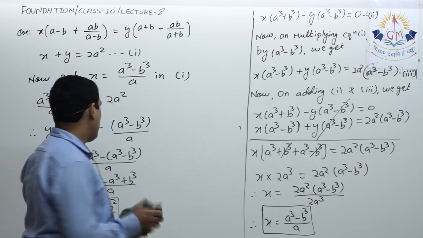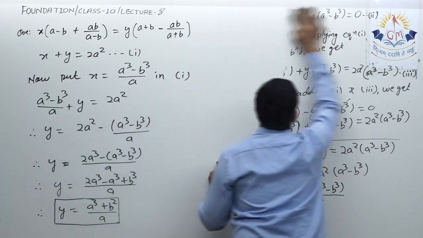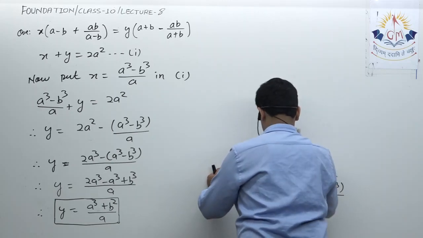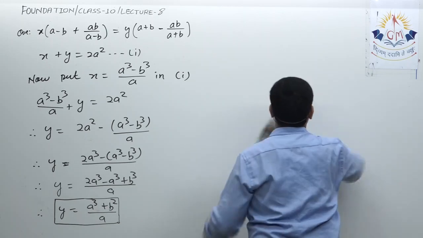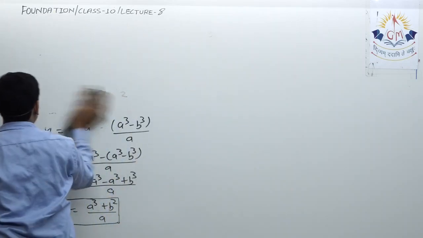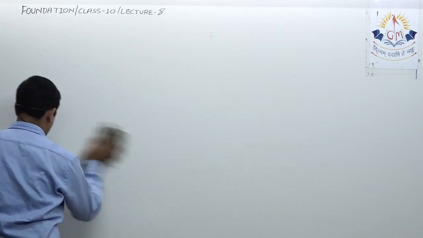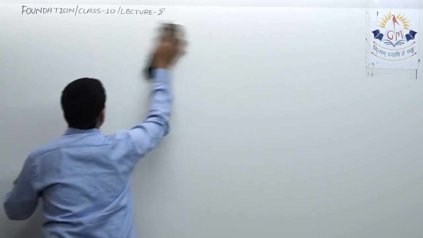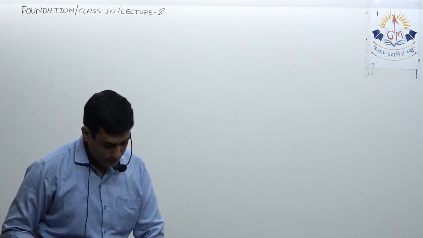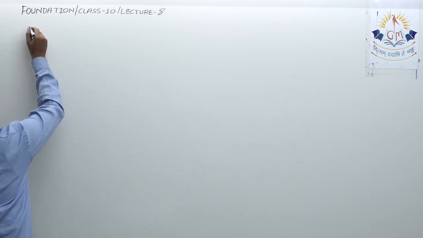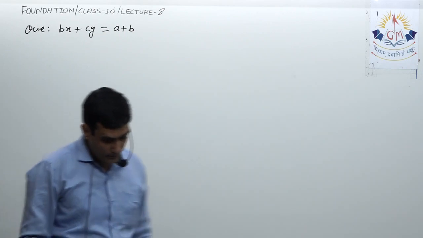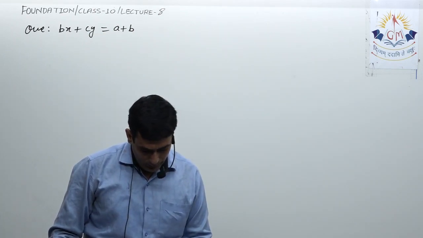Okay, now we'll see the next question. Okay, now next question is bx plus cy is equal to a plus b. Bx plus cy is equal to a plus b.